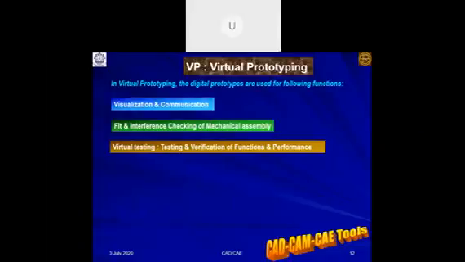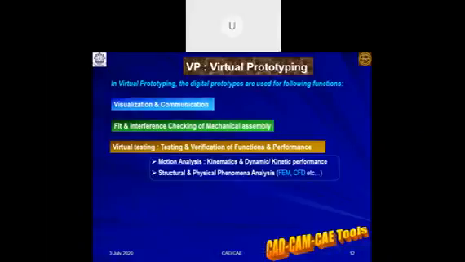So the next important function of the virtual prototype is virtual testing. Testing and verification of the functions and the performance, which I will explain, can be done by the solver or by motion analysis like kinematic and dynamic modeling of your product, and by structural and physical phenomena analysis using FEM and CFD. So structural and phenomena analysis is how you can do the virtual testing.